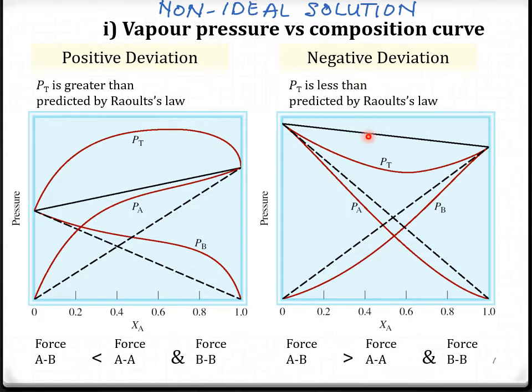When the total vapor pressure of a solution of two miscible liquids is lower than that calculated using Raoult's law, it is said to show a negative deviation from Raoult's law.